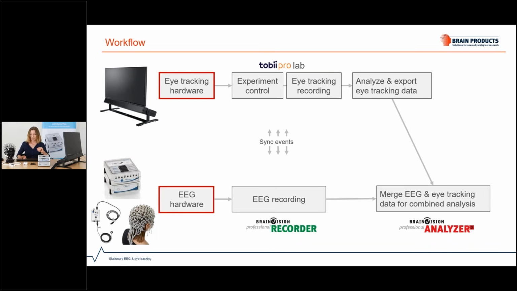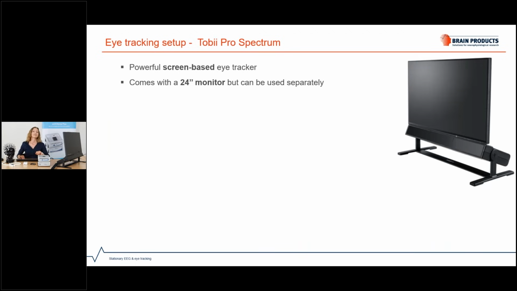Okay, so let me start with the hardware. First of all, with the eye tracking hardware. Today we're going to use the Spectrum. The Spectrum is over here on my left side. This is Tobii's most powerful screen-based eye tracker. This is made for stationary eye tracking. So the participant is seated in front of the eye tracking unit down here and looking in the direction of the eye tracker, basically above it at the screen, or whatever you are presenting up here.